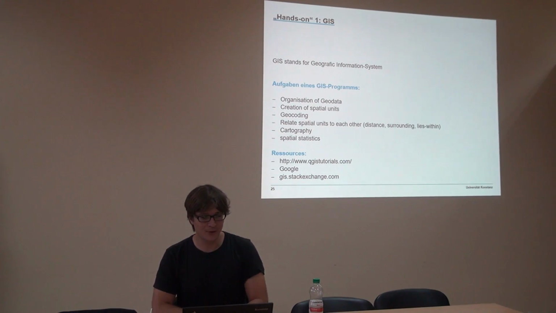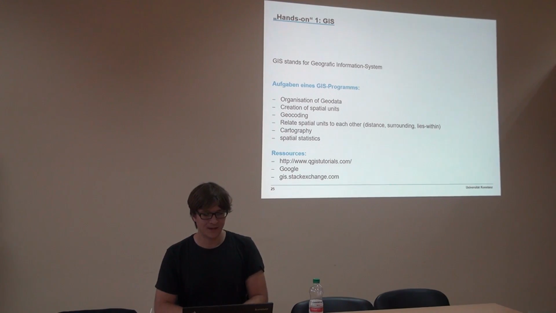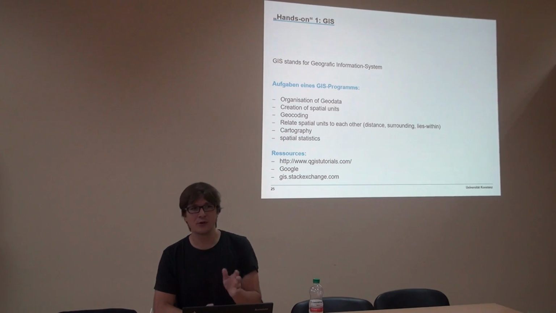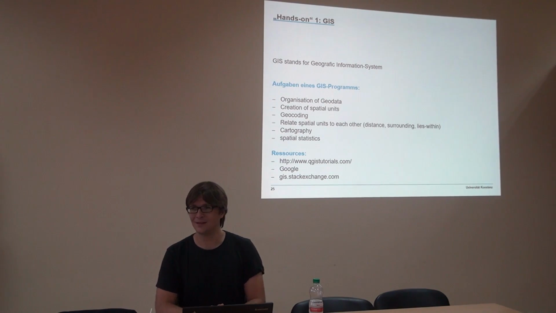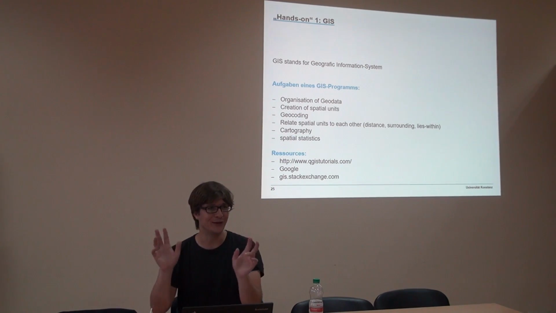With a GIS program, you firstly organize your geodata. You can create spatial units, and that's something you can't do with Stata and R. So you can create your own neighborhoods from scratch, or you just manipulate existing neighborhoods. You can do geocoding. Geocoding is referring postal addresses to latitude and longitude. That means location in the real world.